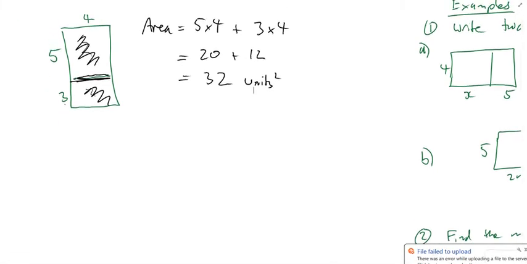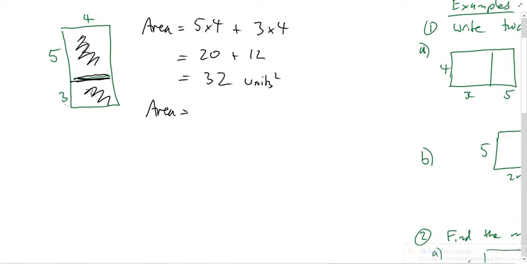Right, but another way I could do it is, well, I could add those two bits together. So it could actually be 4 times 5 plus 3. And so I'd have 4 times 5 plus 3 is 8, is 32 units squared. There's two ways I can do it.